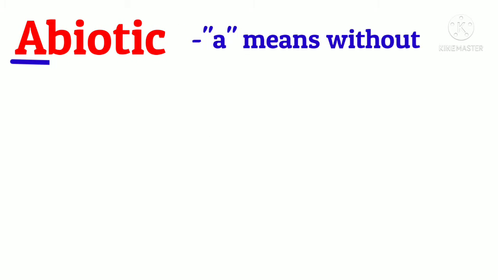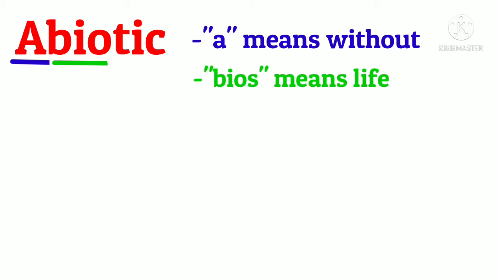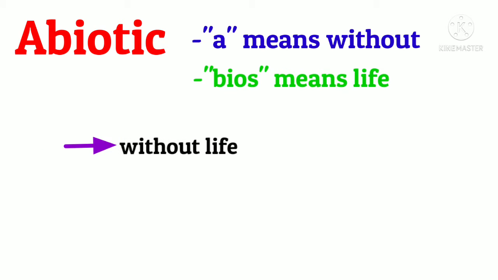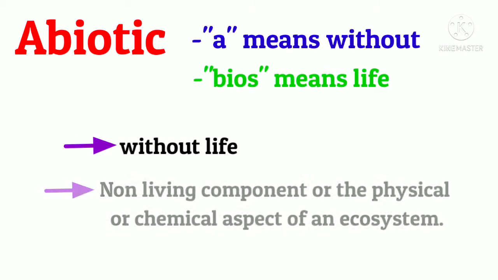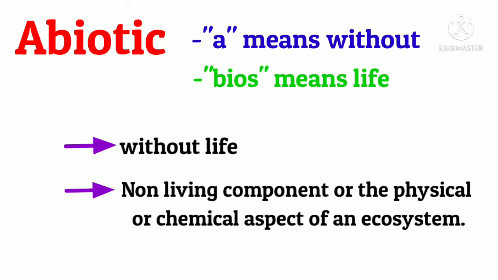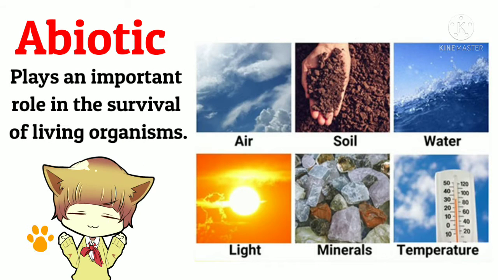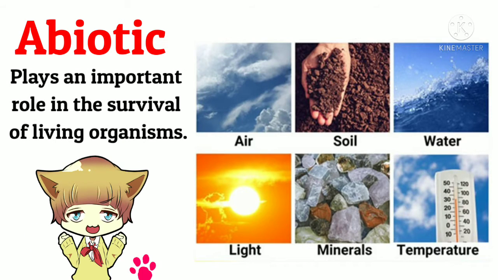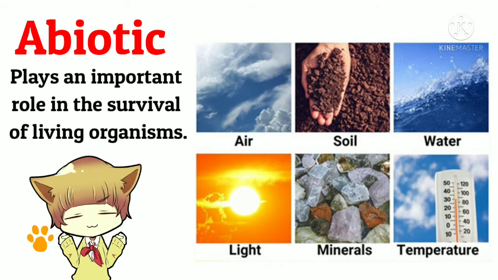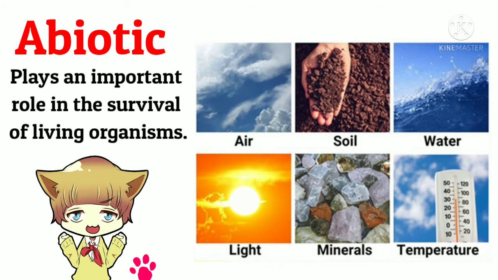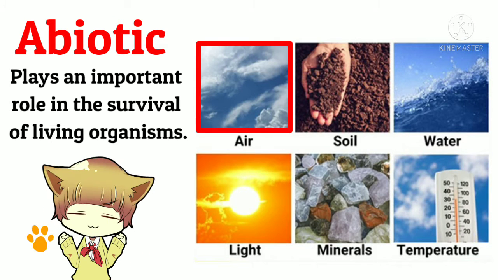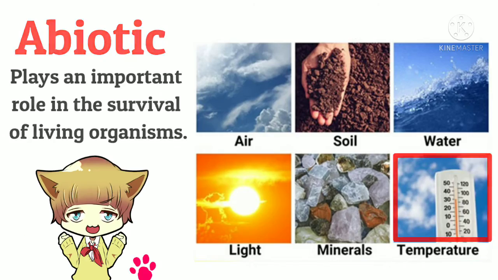Abiotic is preceded by the prefix a, which means without, followed by the Greek word bios, which means life. Abiotic therefore means without life. It is the non-living component or the physical or chemical aspect of an ecosystem. Abiotic components are non-living things which have an important role in the survival of living organisms in an ecosystem. The most important abiotic components are the following: water, sunlight, air, soil, and temperature.